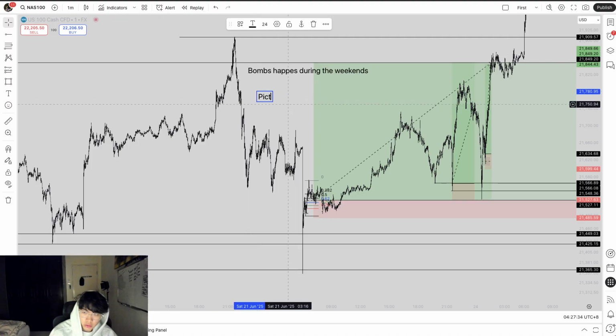Price to... Oh my god! This keyboard is broken, bro.